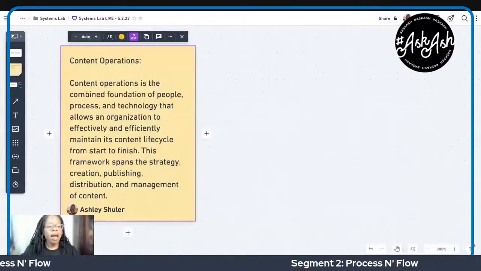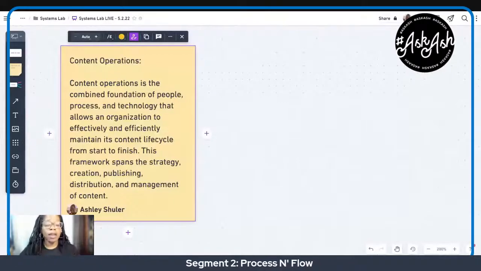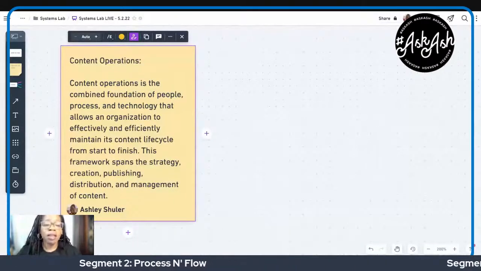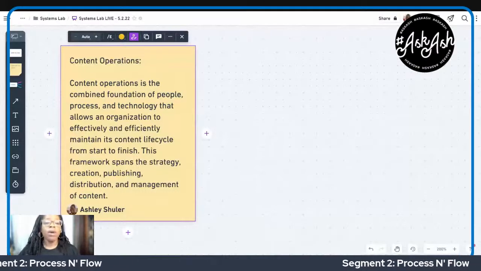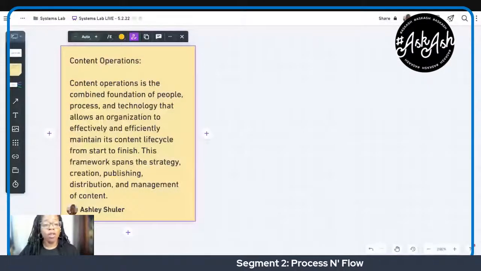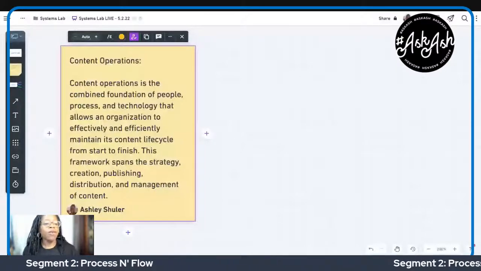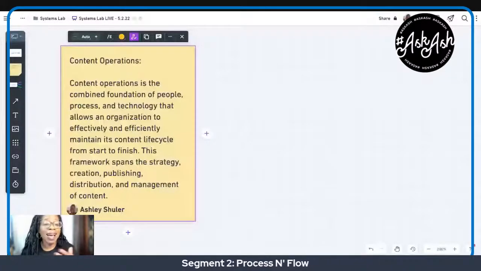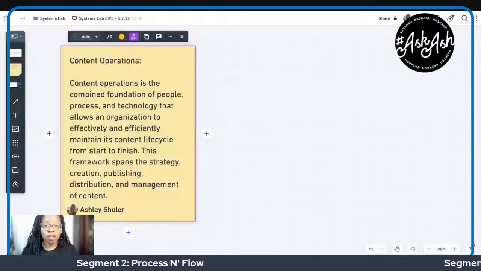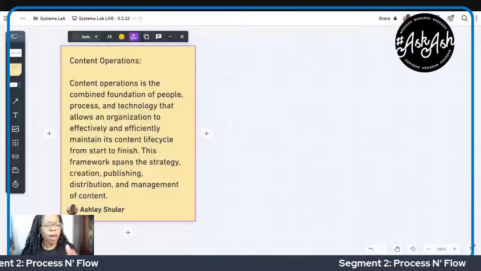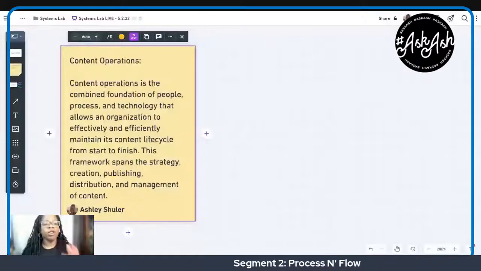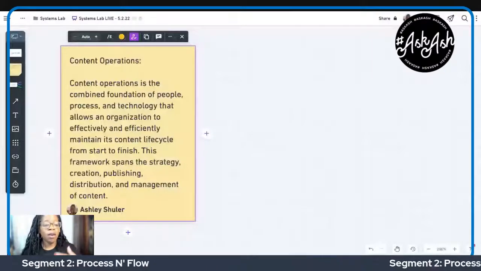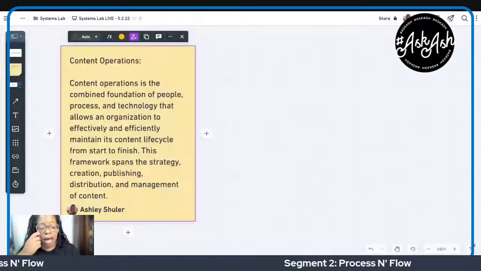So content operations is the combined foundation of people, processes, and technology that allows an organization to effectively and efficiently manage its content life cycle from start to finish. The framework spans strategy, creation, publishing, distribution, and management of content. Now, if you're already doing this, or if this looks similar to what you're doing, absolutely, you are doing all of this. But the companies are doing this at a very high level.